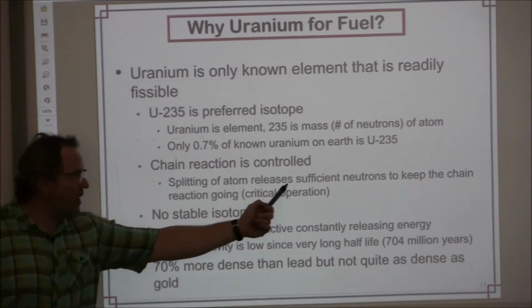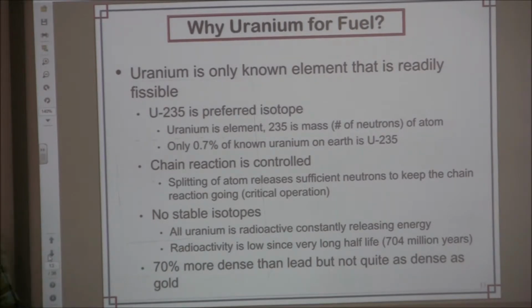And once you keep the chain reaction going, that's called being critical. Your reactor is critical. You're actually splitting atoms and they're splitting the process. Uranium is not stable in and of itself. It always releases energy. So even if it's not been irradiated or forced to split, your uranium is still radioactive. And it's very low because it takes 704 million years for uranium out of the ground to release half its energy. So you can see if you have a handful of uranium, it's not releasing a lot of energy if it has to take 704 million years just to get to half.